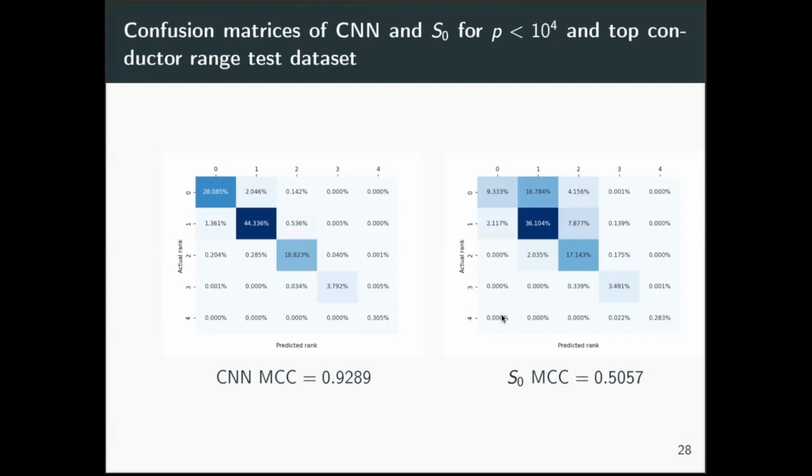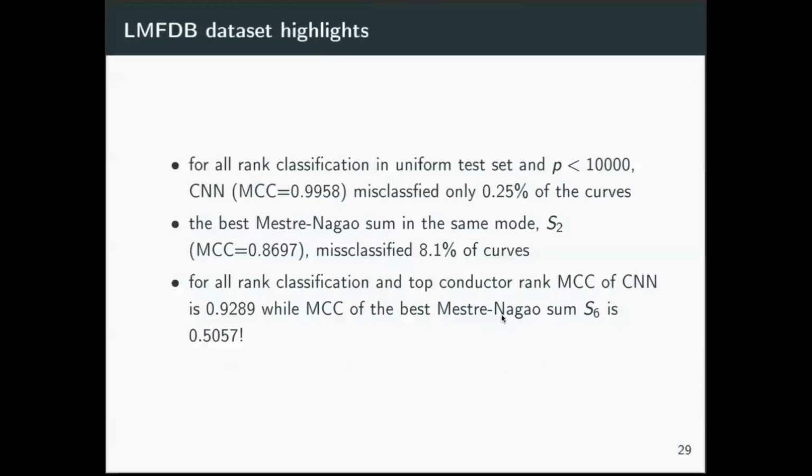The difference between these MCCs is really huge. Another way to get a feeling for what this number means: this model with MCC 0.9958 misclassified only 0.20% of the curves, while the best Mestre-Nagao sum in the same mode misclassified 8.1% of the curves. And as I said, in this case, when P is less than 10,000, the difference is really huge.